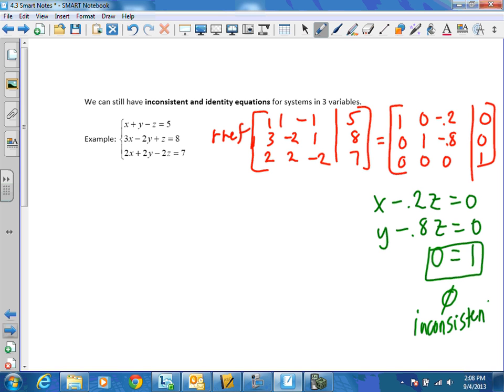What if it had at the end 0 equals 0? Infinite solutions, all numbers on the line, right? All points on the line, sorry. Yes.